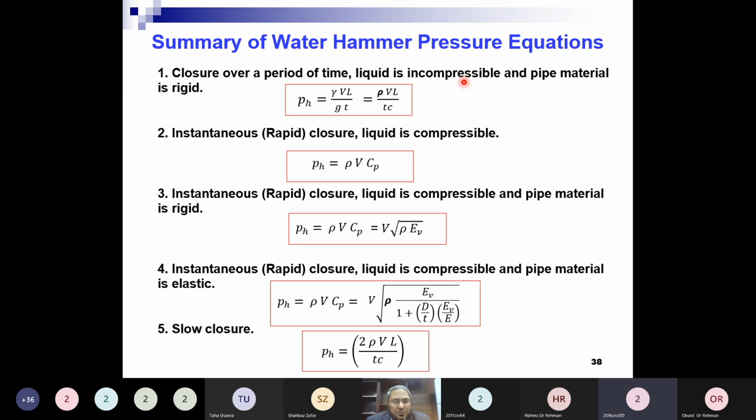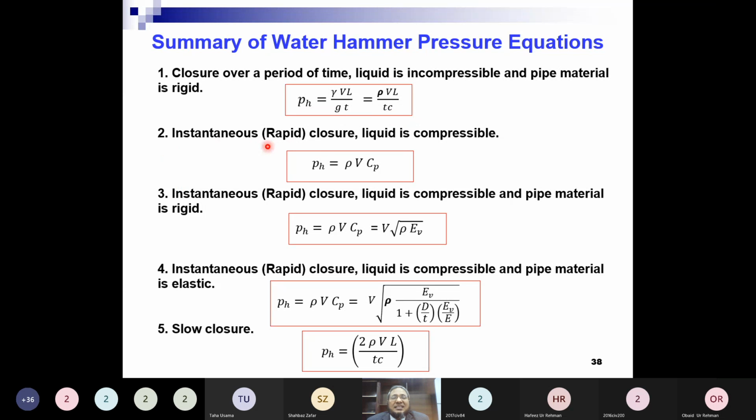You know, at very high pressure... compressible. Yes. At very high pressures, of course, water is compressible. Okay? But the first case is for when the liquid is incompressible and the pipe material is rigid. So what would be the equation of water hammer pressure? Gamma VL over gT, or rho VL over Tc. All right.